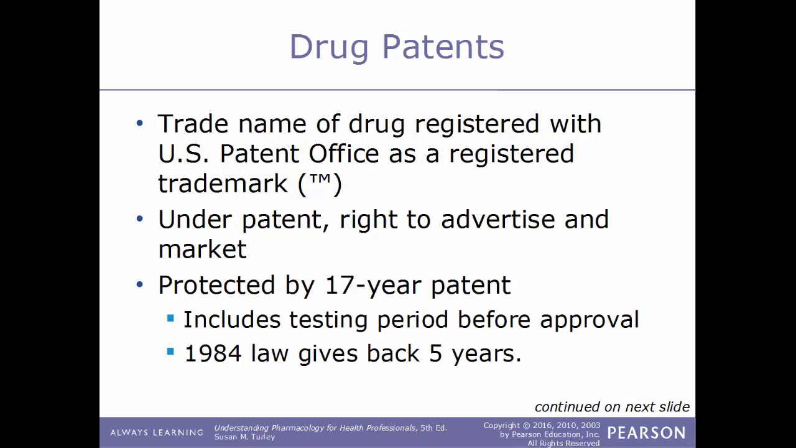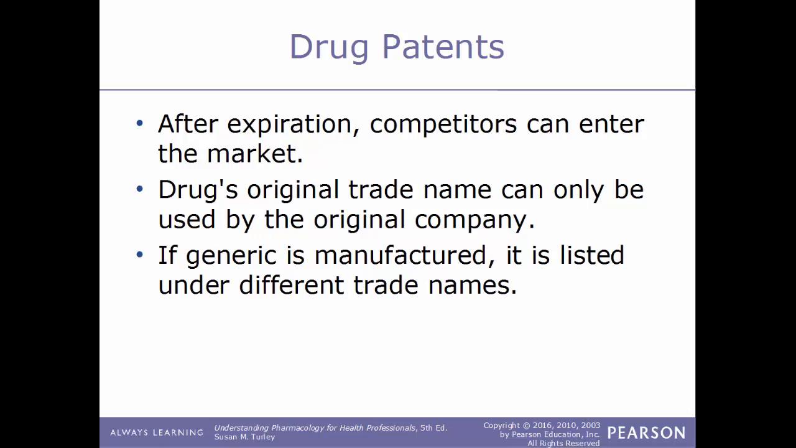Alright, now we'll talk about drug patents. The trade name of a drug is registered with the U.S. Patent Office and is a registered trademark. That's why you see the letters TM above the trade name. Once this is under patent, the drug company has the right to advertise and to market that product. And this lasts for a 17-year period, which includes the testing period before the approval. And this law from 1984 dates back 5 years to that. Once the trade name patent expires, competitors can enter the market, but until then they can't. The drug's original name can only be used by the original company. And if a generic is manufactured, it is listed under different trade names.